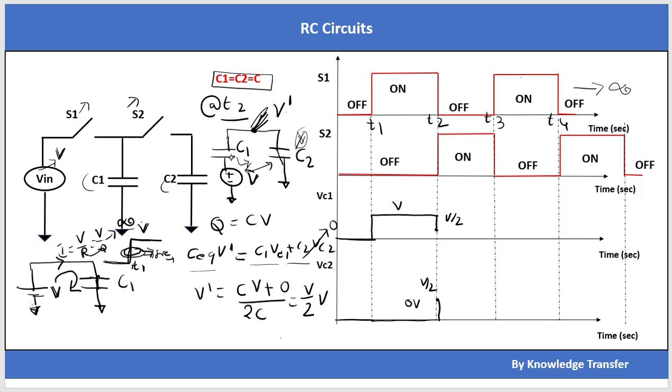After this, from t2 to t3, nothing is happening here. These two capacitors are still connected, and there is no dissipation path. There is no resistance connected in parallel. As this is ideal, the voltage stays at V by 2 only, in both C1 and C2 capacitors. This will be constant, a straight line. At t equal to t3, again something is happening, because S2 is opening and S1 is again closed. For that, let's remove this small circuit.